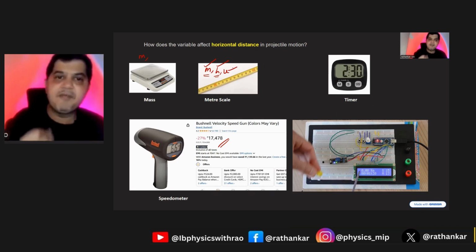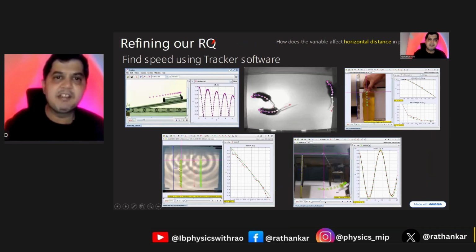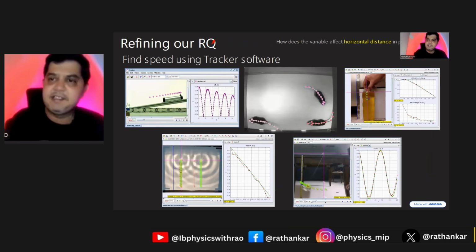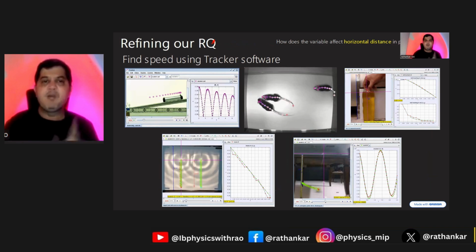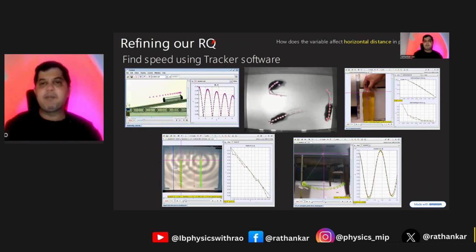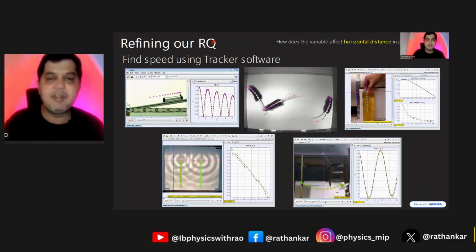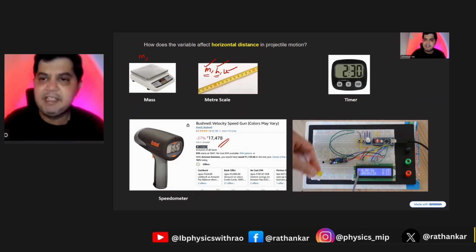There's one more way where you can find out velocity. Let us say, for example, you can use video tracker software. Yesterday also in the video we have seen this. There you track the motion of the object and then find out what is the velocity at each instant, or maybe at the point where it left. That's also a wonderful thing. So these are some of the examples where velocity can be determined.